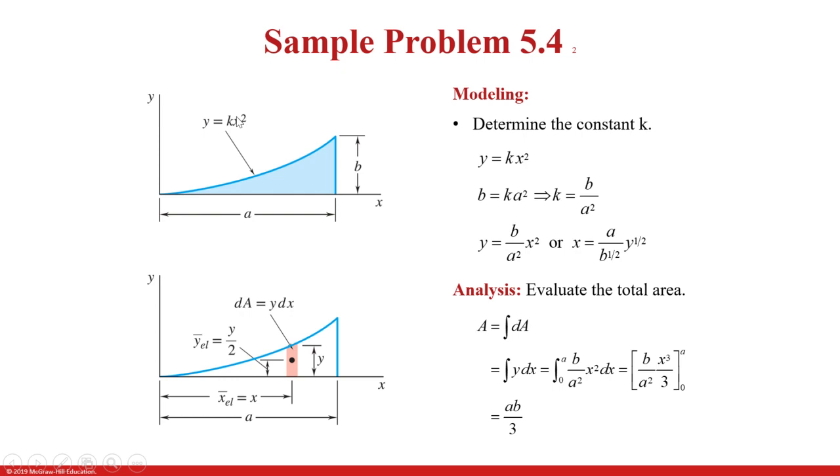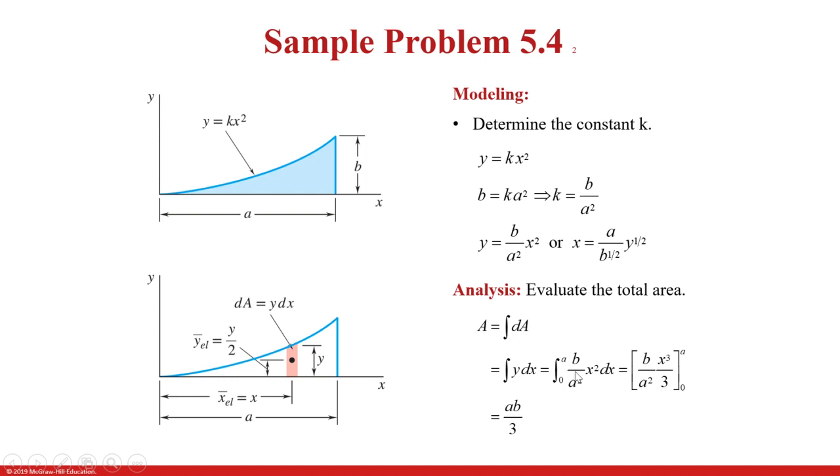y is kx squared, or expressing k as a function of b and a, it's b divided by a squared times x squared. So this is just substituting in this expression for y as a function of x. Be careful there. Remember that b over a squared is not a function of x, so it is a constant. It can come out of the integral of x squared dx. The way that we compute the definite integral is to first find the antiderivative. The antiderivative of x squared is x cubed divided by 3.